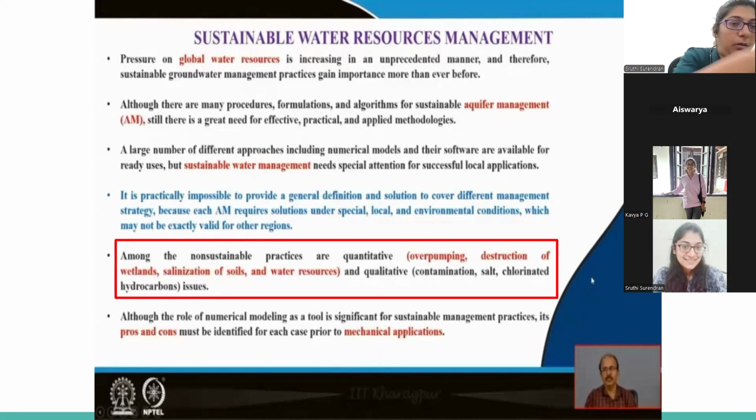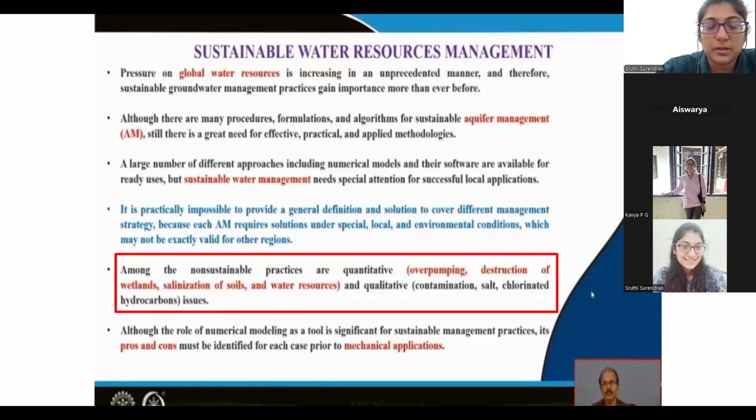When it comes to water resources, there are some non-sustainable practices involved that include quantitative as well as qualitative non-sustainable practices. Non-sustainable practices are practices that result in an overexploitation of the resource. Now, since we are talking about groundwater over here, it is overexploitation of the groundwater. So, some non-sustainable practices that will affect the quantity of groundwater are excessively pumping out the groundwater more than what we require. Then destruction of wetlands. This is again going to deplete the quantity of groundwater.